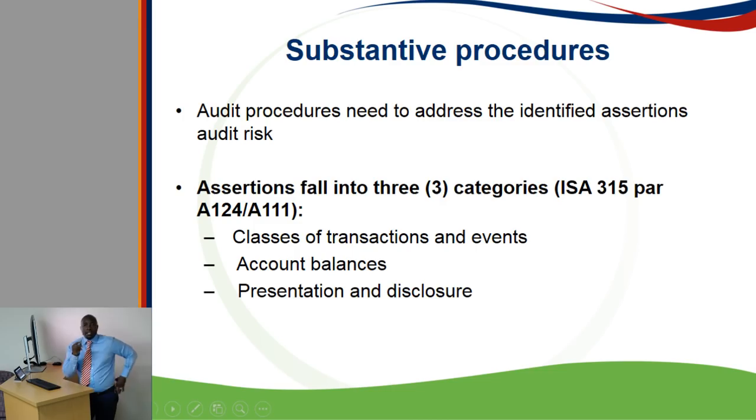Remember, currently, the assertions do not fall in 3 categories, but 2 categories. It's assertions for classes of transactions and events, including presentation and disclosure, and then assertions for account balances, including presentation and disclosure. Hence, the third bullet of presentation and disclosure is rather within each and every one of those 2 categories. So the categories are classes of transactions and events, and account balances. And presentation and disclosure obviously applies to both of those categories.